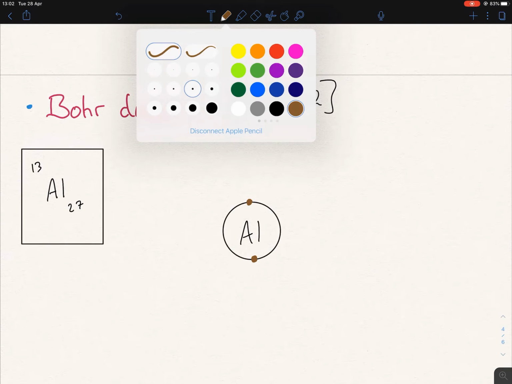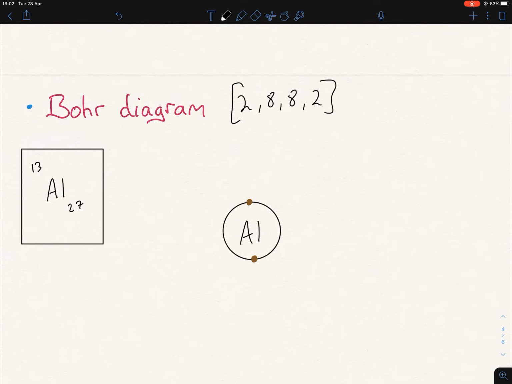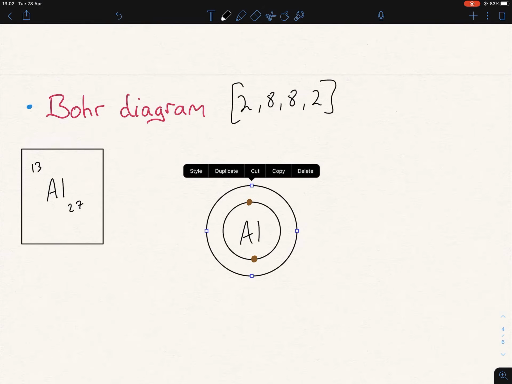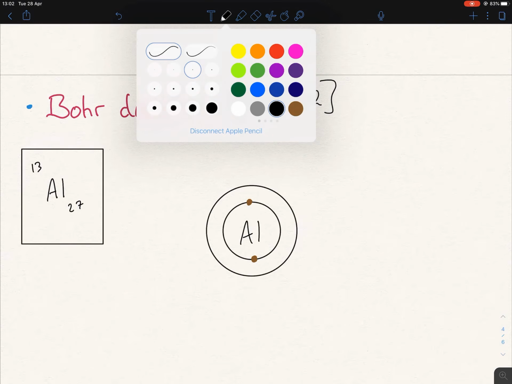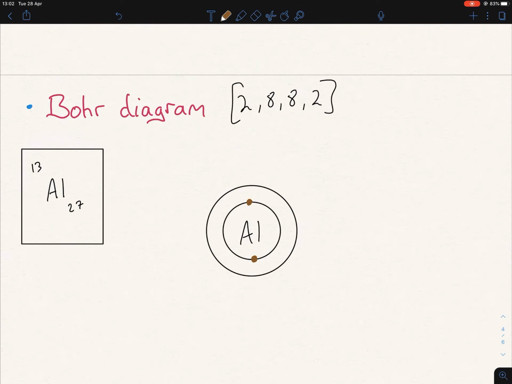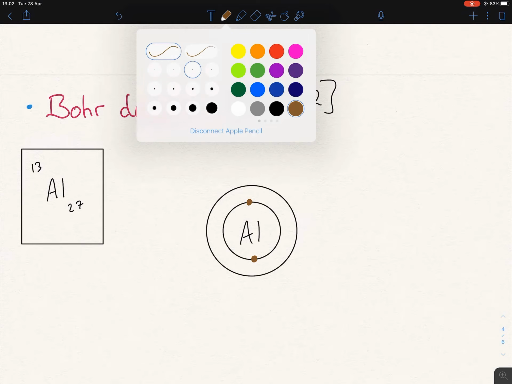Okay, next I'm going to move on to my second orbit. Oh, that is not a circle. Yeah, a little bit better. Okay. And for the second orbit, it can hold a max of 8 electrons. Now, first off, how many electrons have I got left? I drew 2 of them already. So 13 take away 2 is 11. So that means I have 11 more electrons to play with. So let's just put them in.